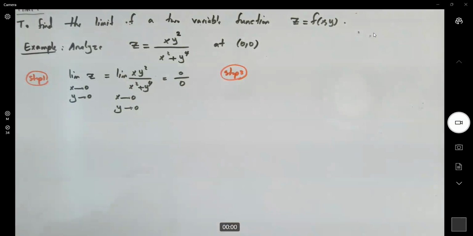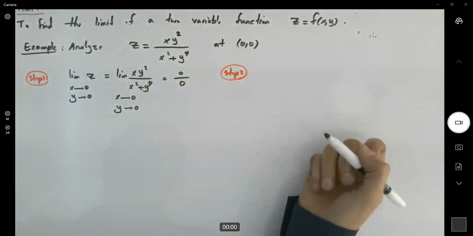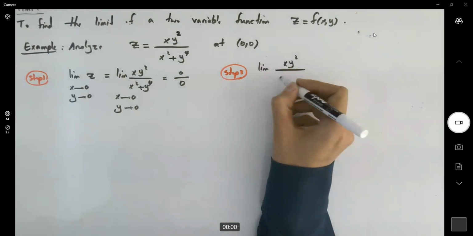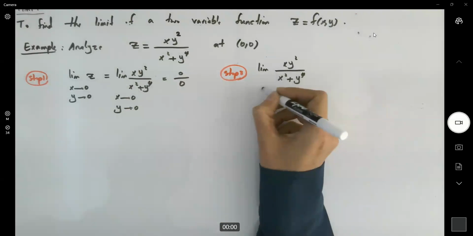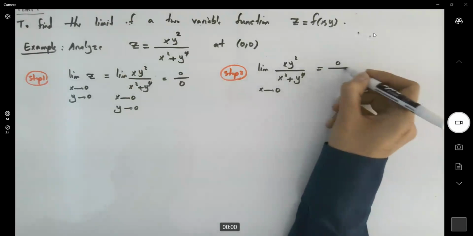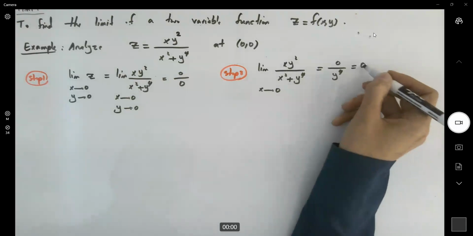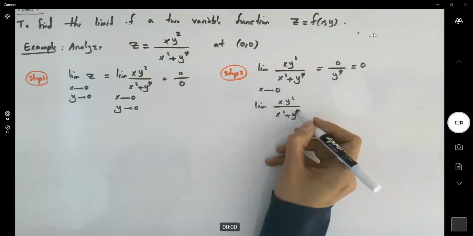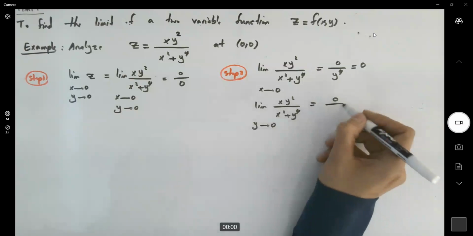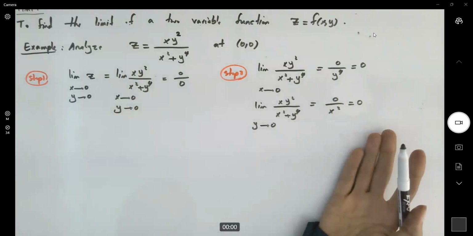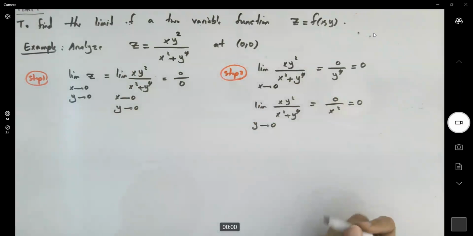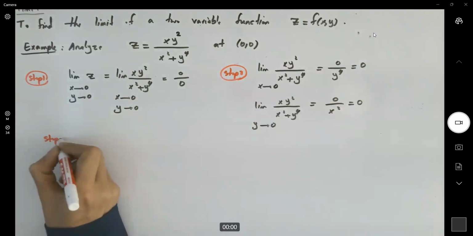In step 2, let us just set one of these values equal to 0, one at a time. So the limit of x y squared over x squared plus y to the fourth as x goes to 0: here you get 0 divided by y to the fourth, which is 0. Limit of x y squared over x squared plus y to the fourth as y goes to 0: 0 over x squared is 0. So it doesn't give me any useful information. It just says both of these are equal to 0. You're going to use a general path to make sure you have a correct answer here.